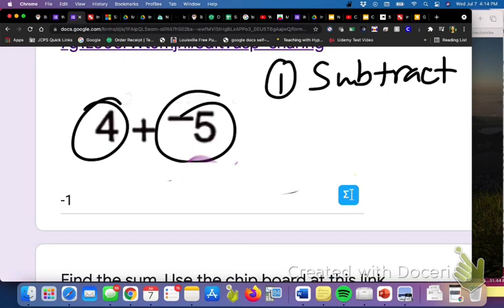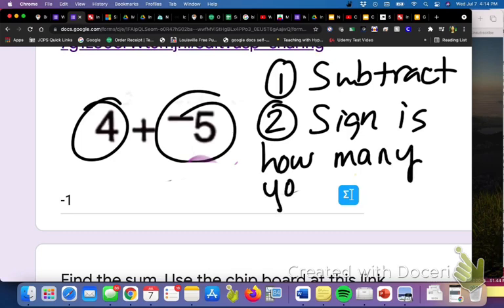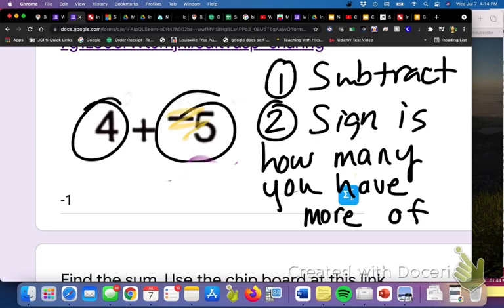Step 2, the sign is, and this is a very unmathy way to say it, whichever one you have more of. So what I mean by that, in this case, because you have 5 negatives, but you only had 4 positives, your answer would be negative, right?